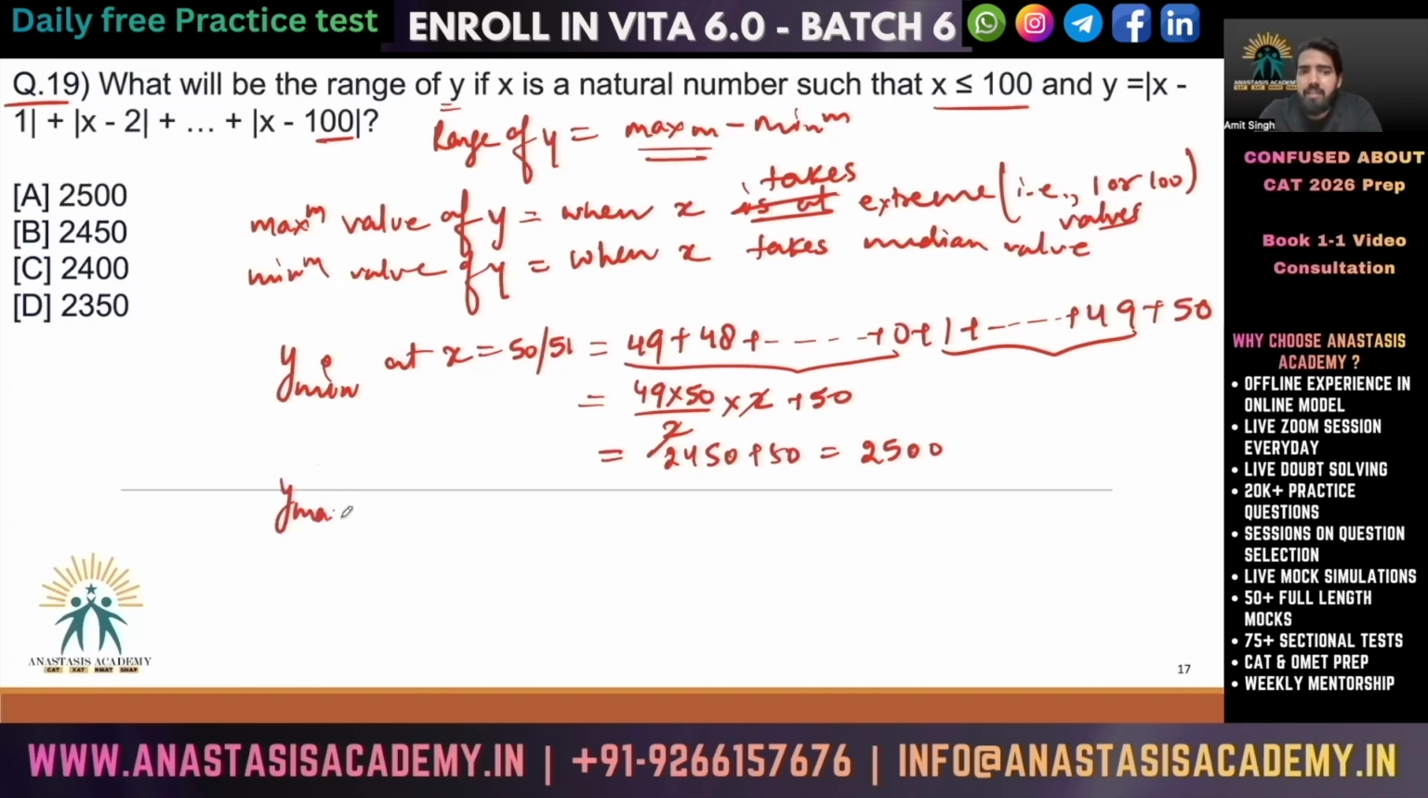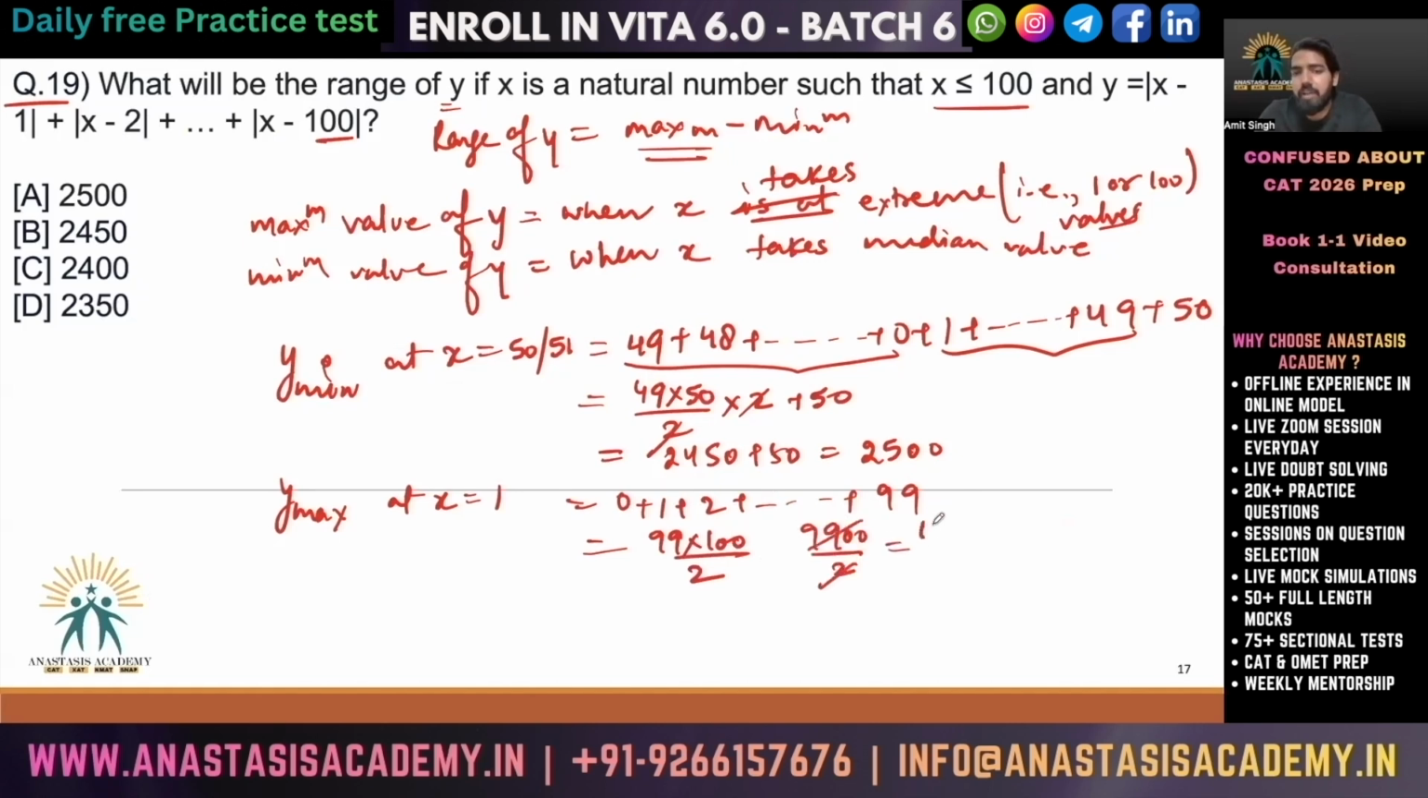Now the maximum value of y occurs at x equal to, I'm taking it as 1. So at 1 it would be 0, right? At 1 it would be 1, right? So it is 0 plus 1 plus 2 and till 99. So we need to add these. So this is the sum of the first 99 natural numbers, which is 99 into 100 by 2. So that is 9900 by 2.